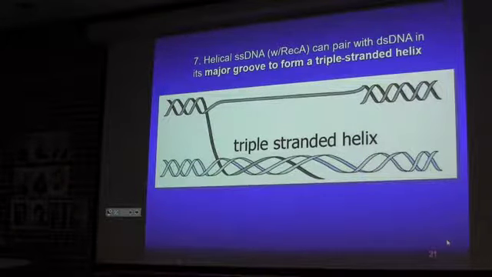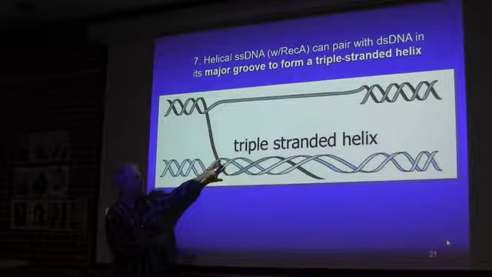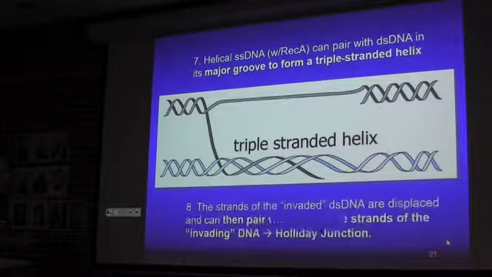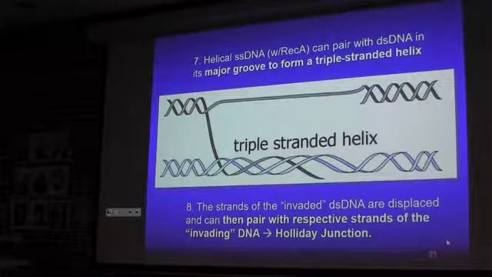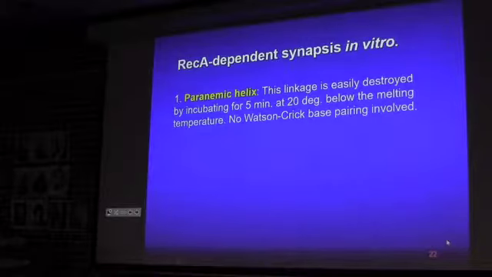This is the triple strand structure that must form before you get a displacement of one of the strands. Strands are invaded, displaced, and compared with respect to strands invading at the Holliday junction. Here you see the RecA. What's going on here? Paranemic.